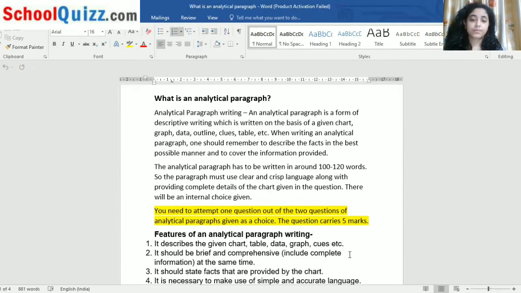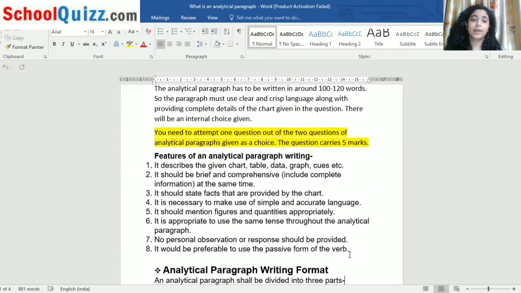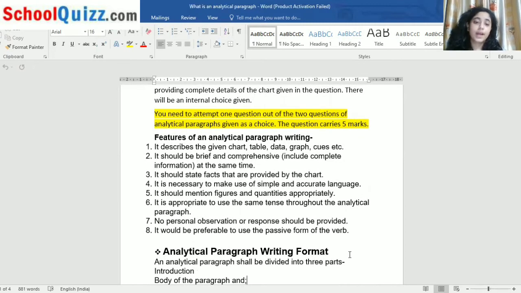So now we have studied that the analytical paragraph should be how many words? 100 to 120. We have also studied that it is in simpler language, it gives you clear-cut information, and also that details of the chart should be given. So now what are the features of an analytical paragraph? Why do we write an analytical paragraph? First, it describes the given chart, table, data, graph, etc. So it describes everything.